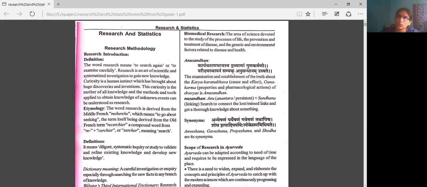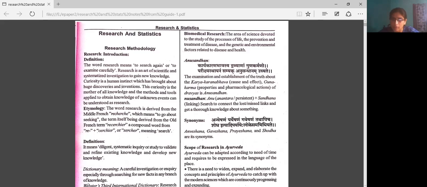Anusandhanam consists of two words, anu plus sandhan. Anu means anantar or persistent. Sandhana means linking, joining, adding. For what? To search or to connect the lost or missed links and get a thorough knowledge about something.